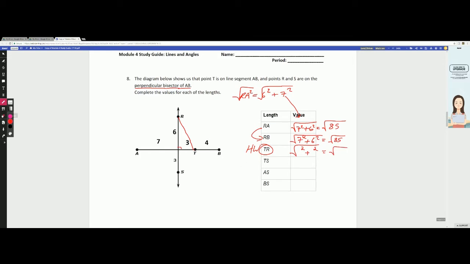TS, I'll go ahead and do that one for you. TS is right here. Again, we're dealing with this triangle, which is basically 3 squared plus 3 squared. Good old Pythagorean. And that should be 9 plus 9, which is the square root of 18. Good. Nice.